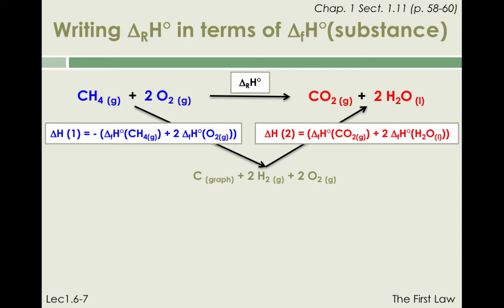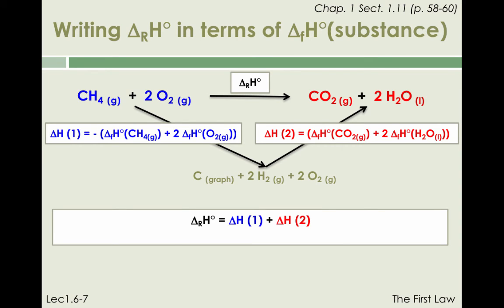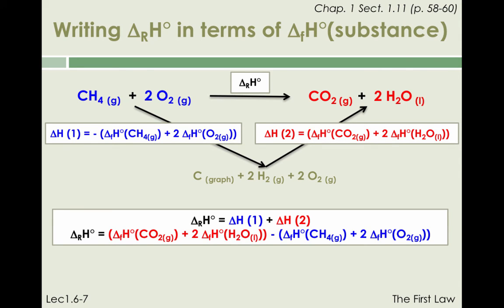So delta_r H standard for the combustion reaction of methane is equal to the sum of delta H1 plus delta H2, which we can rewrite as the formation enthalpy for CO2 gas plus 2 times the standard formation enthalpy for water liquid minus the formation enthalpy for methane minus 2 times the formation enthalpy for O2 gas. Note that the standard formation enthalpy for O2 gas is equal to 0 since oxygen in the molecular gas form is the reference state for oxygen.